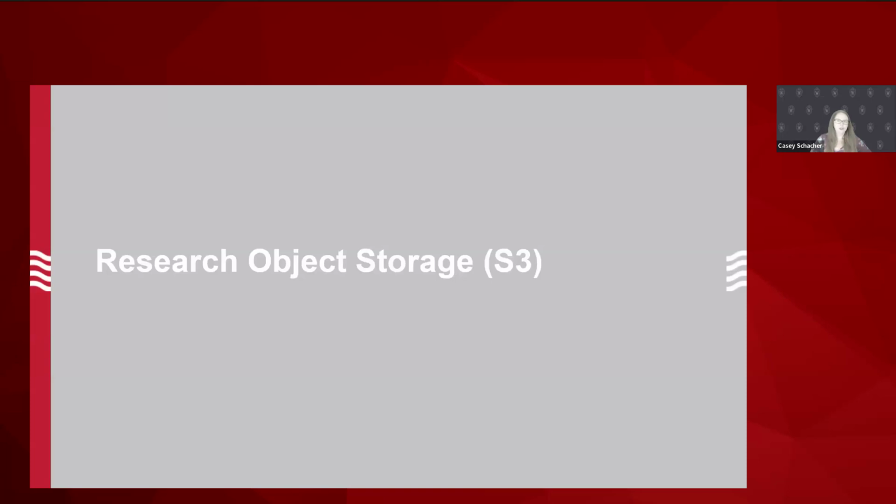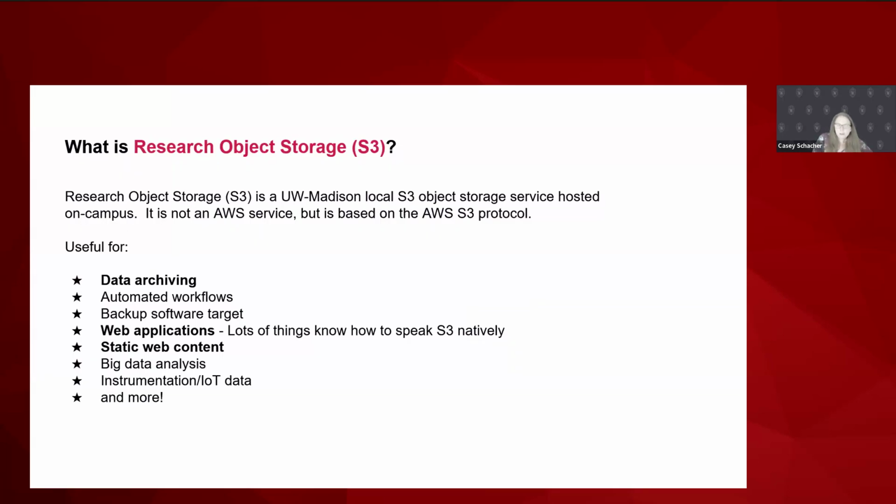So Research Object Storage, what is it? It is an on-premise, meaning UW-Madison local hosted S3 object storage service. So when people hear S3, they often think, oh, AWS Glacier, is that the same thing? And so I'm here to clarify, this is not AWS Glacier. This isn't a public cloud storage at all. It's on-premise. However, it is based upon the AWS S3 protocol.